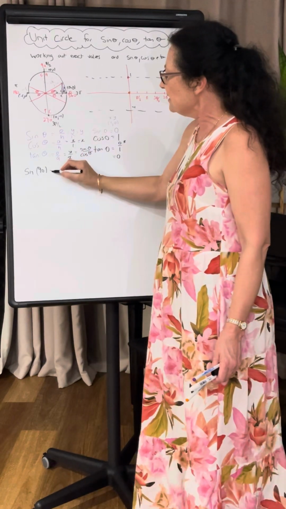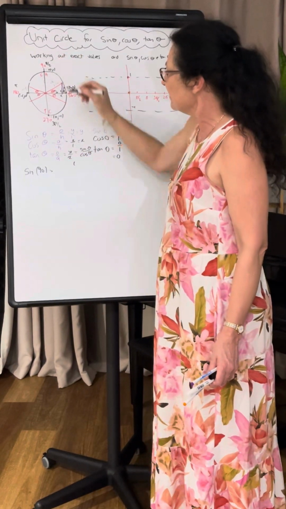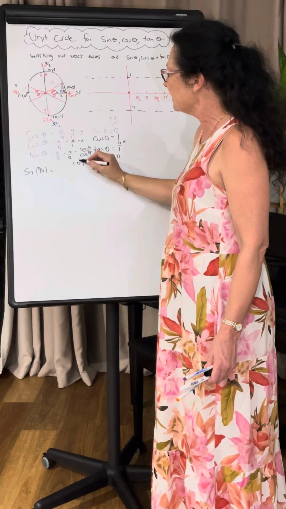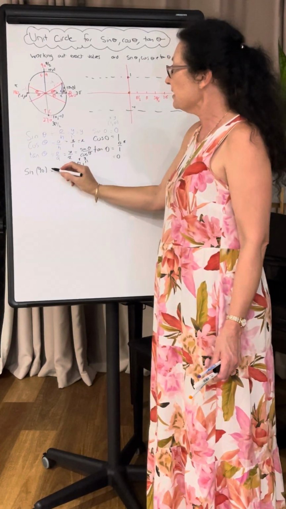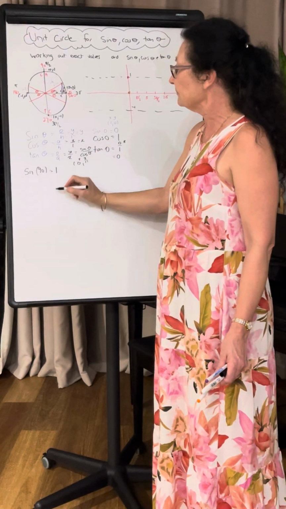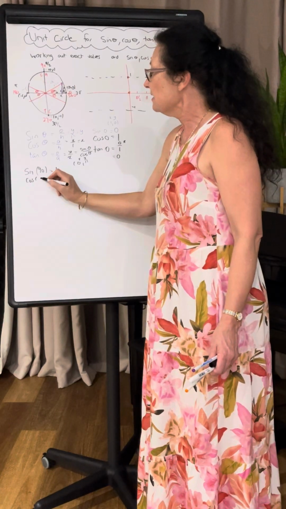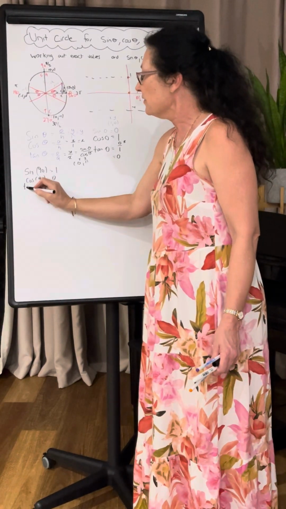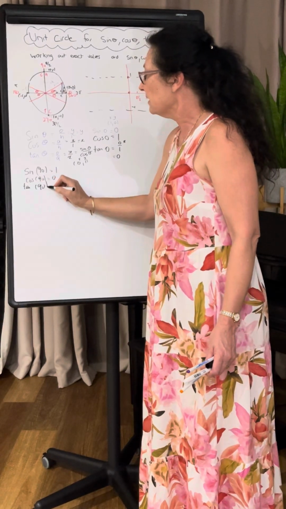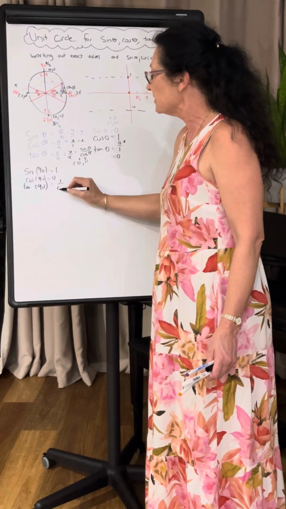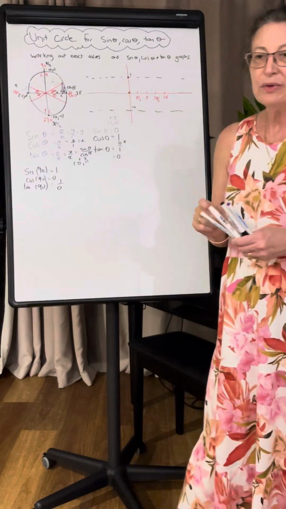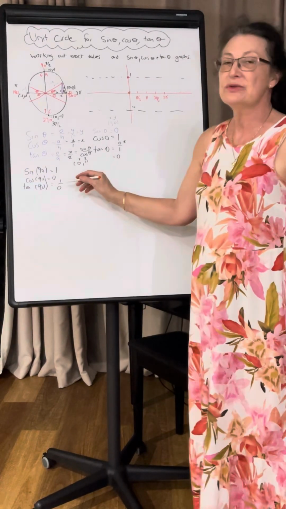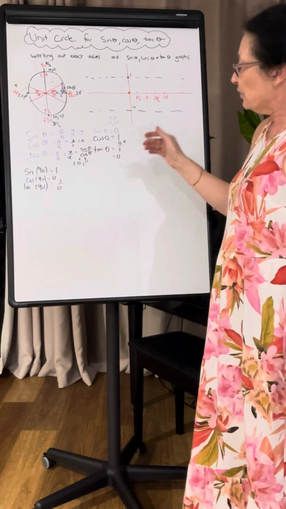If we look at 90, that's here. It is 0, 1, x and y. Sine 90 is the y value, which is 1. Cos 90 is the x value, which is 0. And tan 90 is 1 over 0. Now this is a very important part for when you're doing some proofs or some justification.